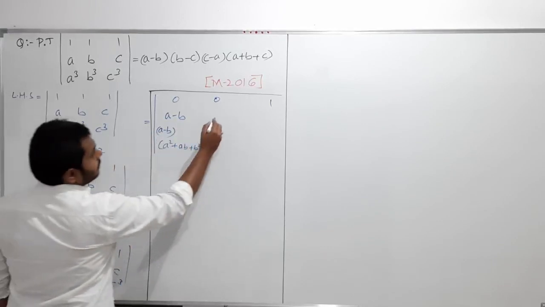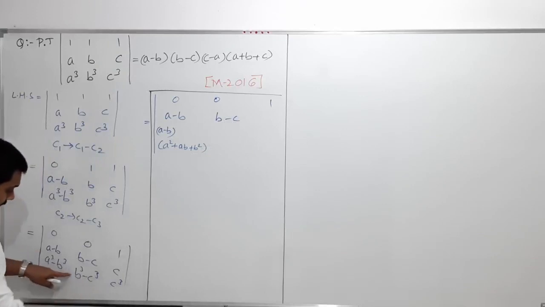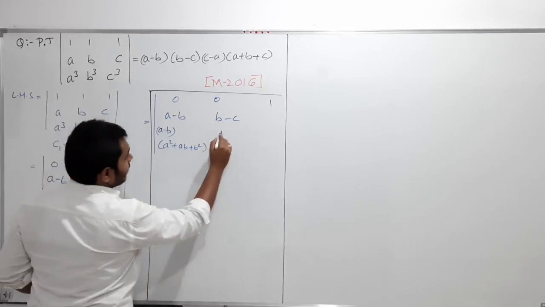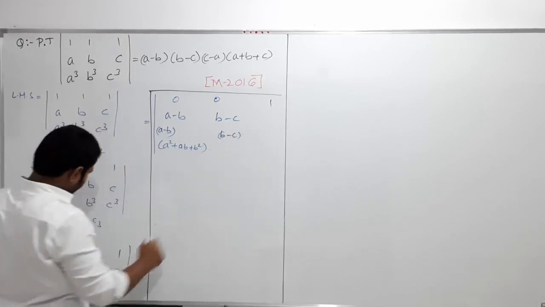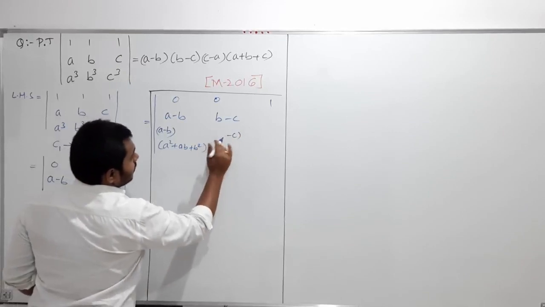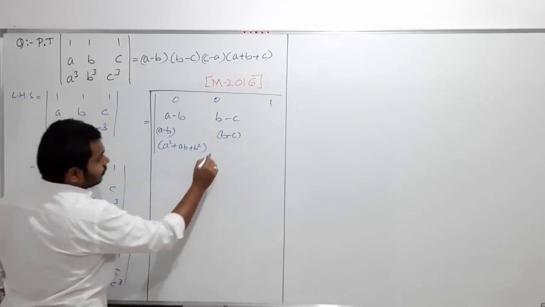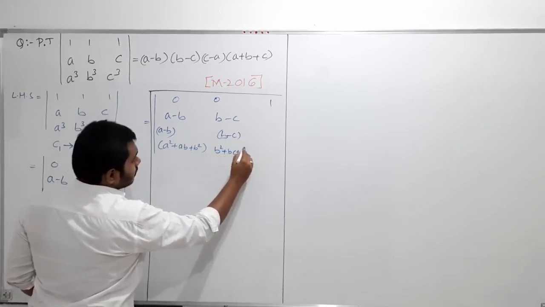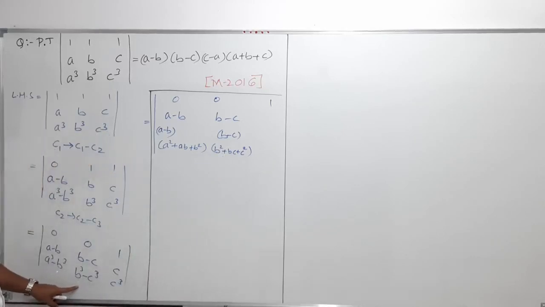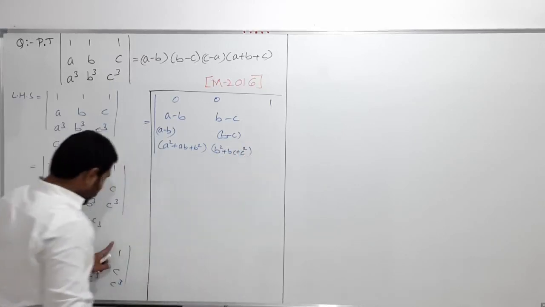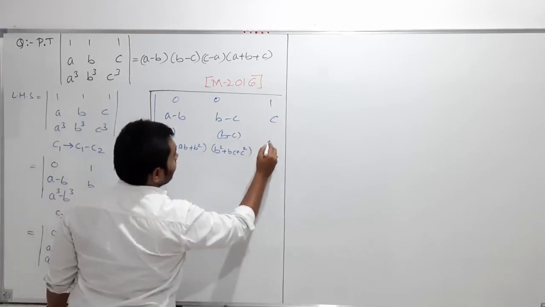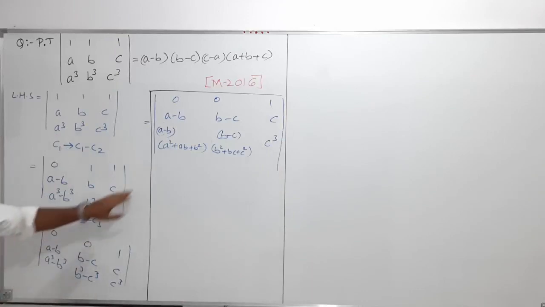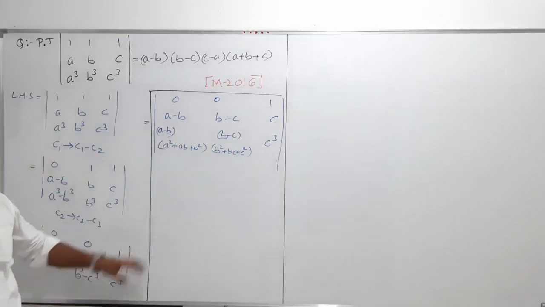And next one students, B minus C as it is, and again here it is the same formula I am applying. A cube minus B cube we can write like this, and B cube minus C cube also we can write like this: B minus C into B square plus BC plus C square. And next the last row as it is 1, C cube. Clear? So my dear students, just here I applied the formula. We know already that formula.